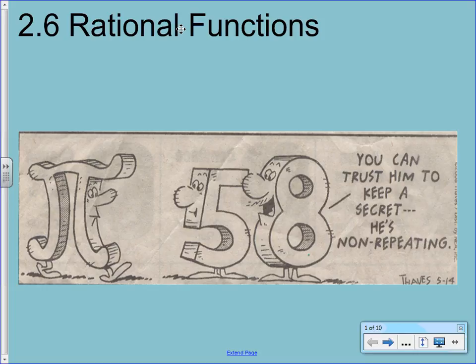We're going to talk about rational functions. Okay, we've been graphing polynomials. Now we're going to graph some rational functions. Okay, so more graphing. Yay.